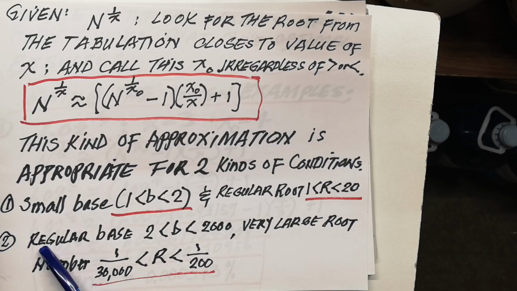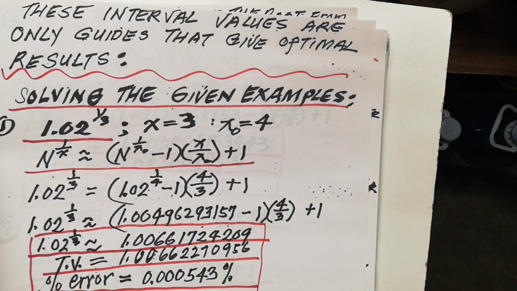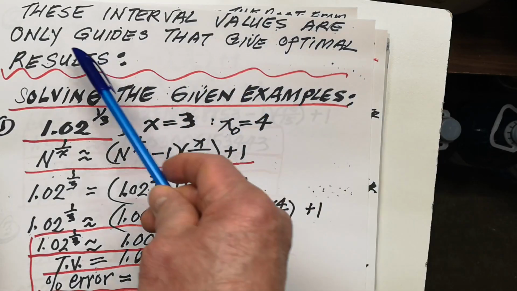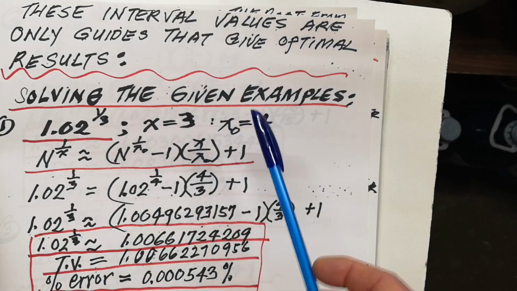And the second one is the regular base, in which the base is greater than 2, probably less than 2,000 or 3,000, with very large root numbers, in which the root is between 1 over 30,000 and 1 over 200. These interval values are only guides that give optimal results.